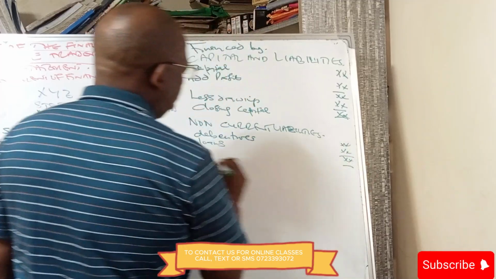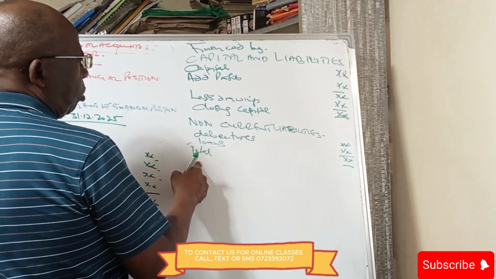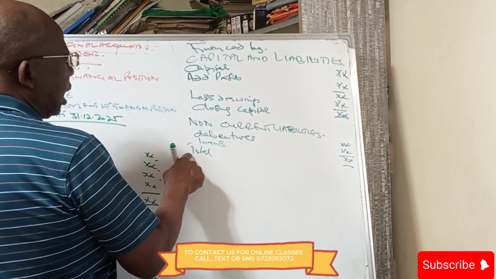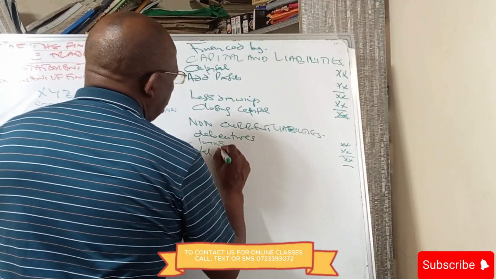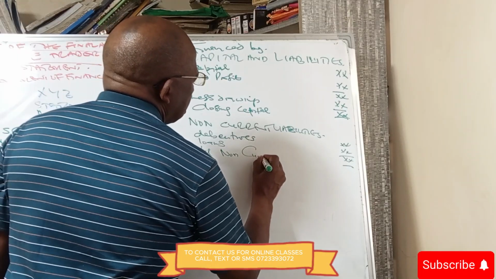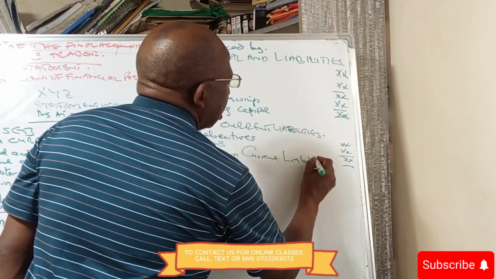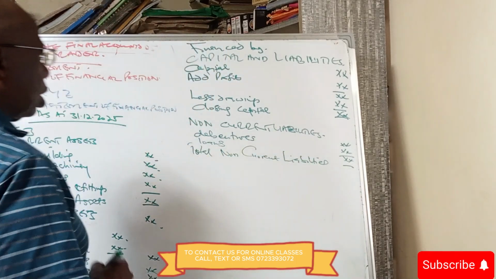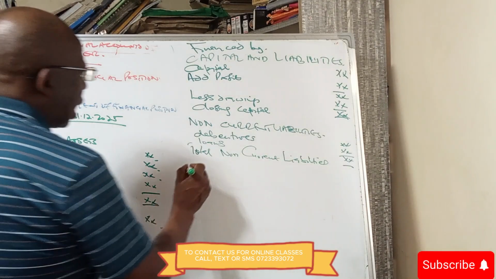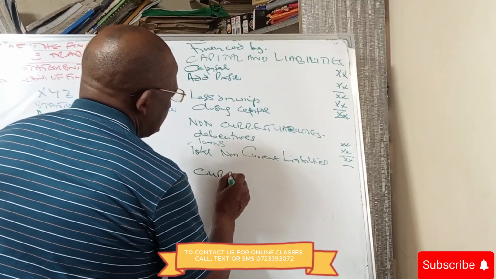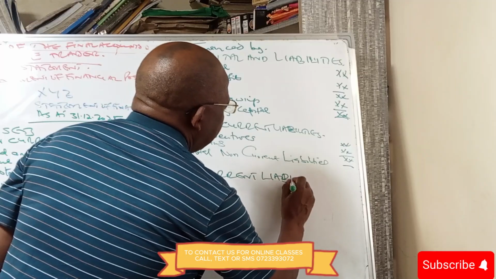So the total of them, we say total non-current liabilities. Please look at what I'm doing at the bottom here. The first letter is in capital, the others are small letters. Then we talk about current liabilities.